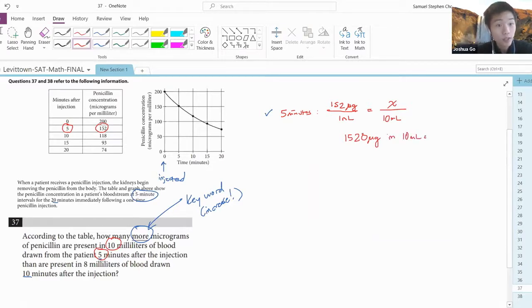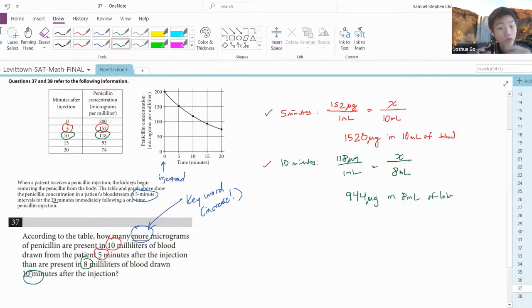We can use the same method for the second portion, where we have 8 milliliters of blood drawn 10 minutes after the injection. So at 10 minutes, we have 118 micrograms per milliliter, which is equivalent to X over 8 milliliters. So if we multiply 8 by 118, we get 944 micrograms.